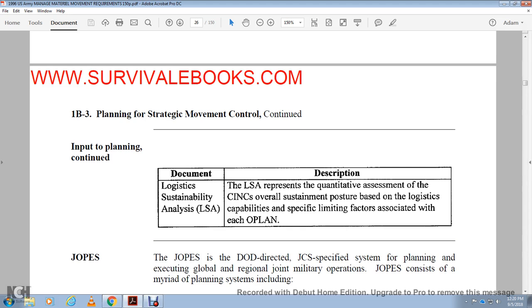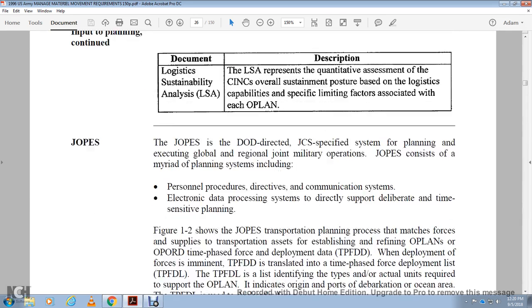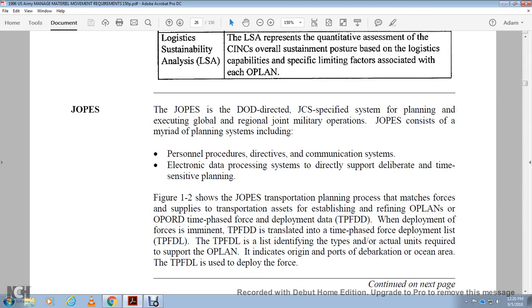JOPES is DoD directed, Joint Chiefs of Staff specified system for planning and executing global and regional joint military operations. JOPES consists of a myriad of planning systems, including planning procedures for the director, the communication system, electronic data processing system, direct support, deliberate and time-sensitive planning. Figure 1-2 shows JOPES transportation planning for the management of supply with the transportation assets, establishing and refining operation plans and operation orders.